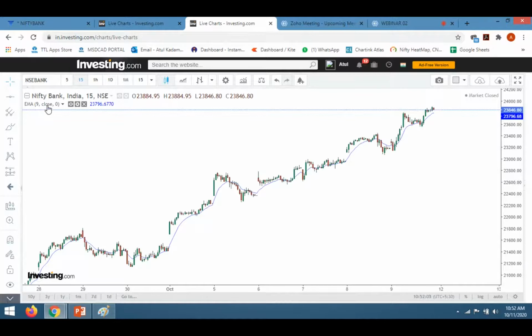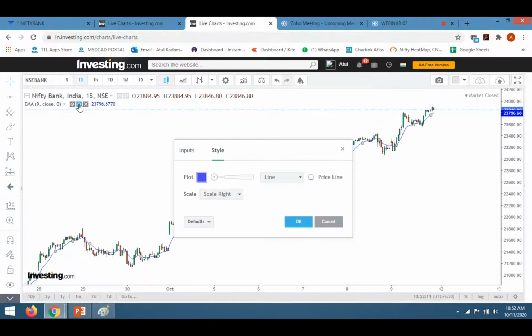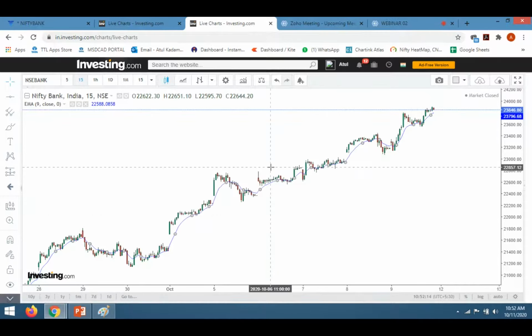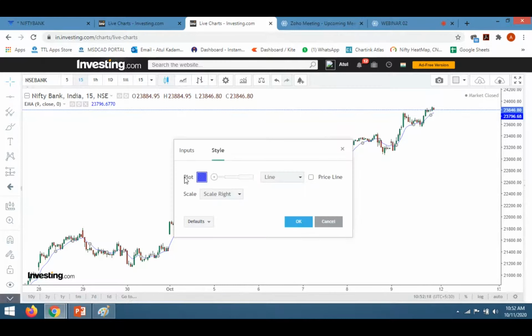So I want to change the setting. So how to change the setting? If you see on here, there is a tab of format. I click on that, so I will go in the setting tab, or you can double click on the moving average. So I just go now to format.